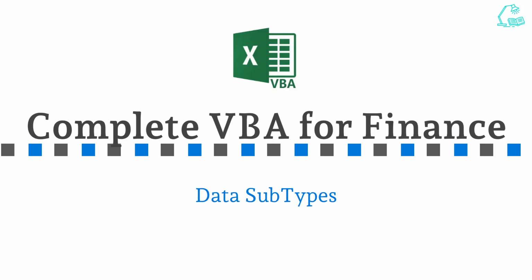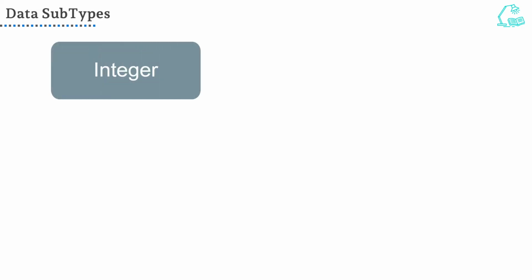In this part of the lesson, we go deeper and look at the subtypes behind each data type used in Excel and VBA. These subtypes determine how precise a value can be, how much memory it uses, and what range of numbers it can represent. We start with the numeric subtypes for whole numbers.